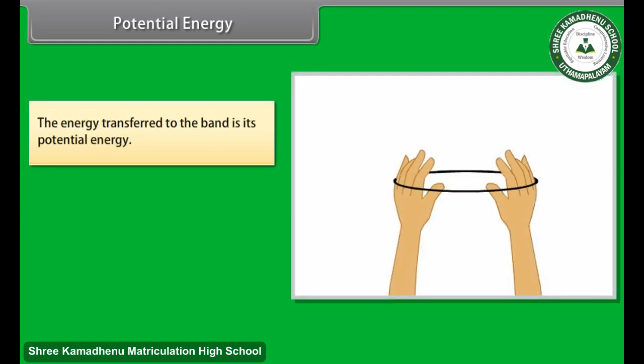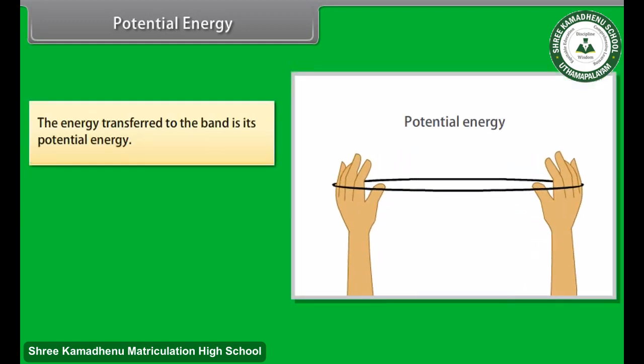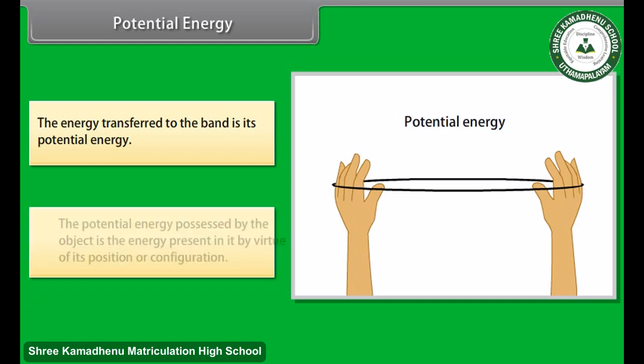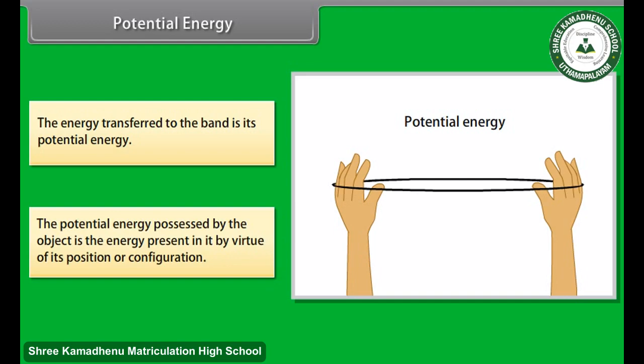We transfer energy when we stretch a rubber band. The energy transferred to the band is its potential energy. The potential energy possessed by an object is the energy present in it by virtue of its position or configuration. Potential energy of an object at a height. Gravitational potential energy is the energy stored in an object as the result of its vertical position or height.